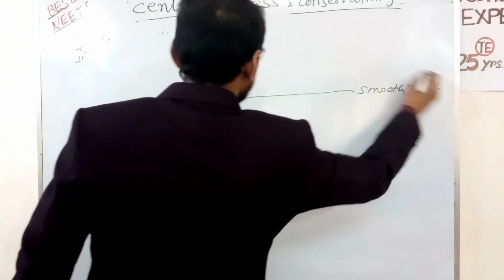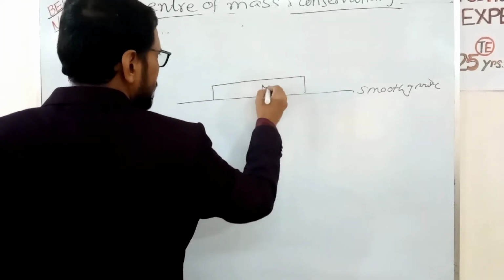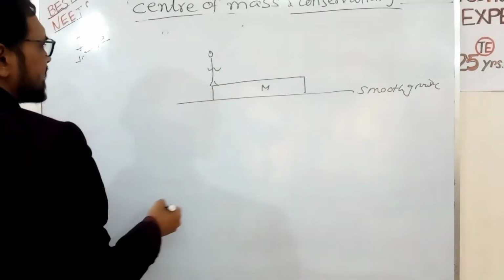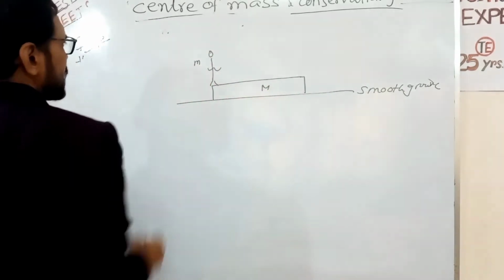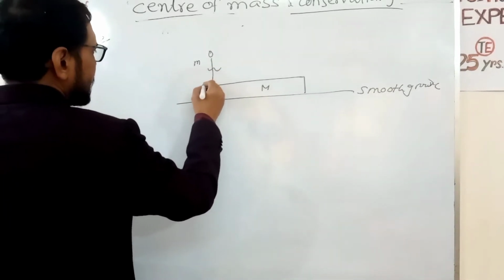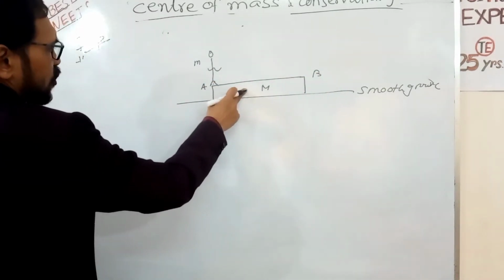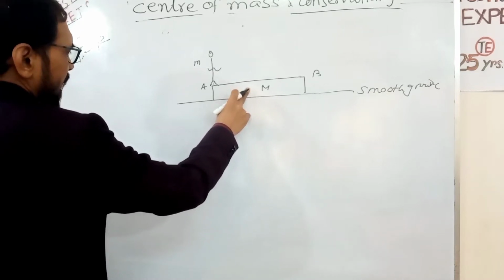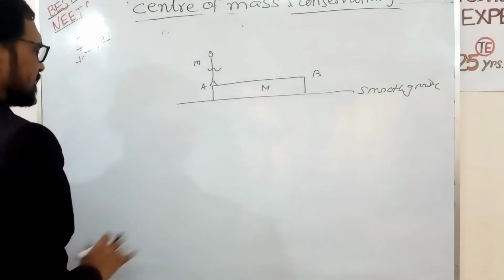A plank of mass M is placed on the smooth ground, and a man of mass m stands on one end of the plank. Now if the man moves from this end to this end, what is the shift or displacement of the plank? What is the displacement of the plank when the man goes from end A to B? This is the problem.